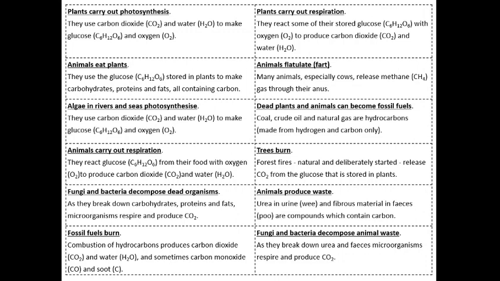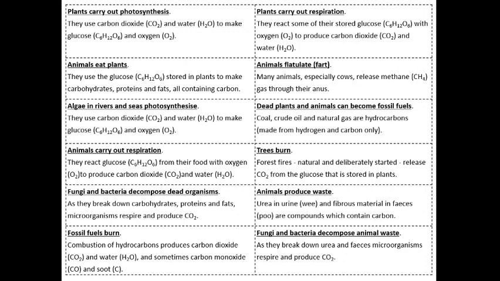Plants carry out respiration. They react some of their stored glucose, C6H12O6, with oxygen, O2, to produce carbon dioxide, CO2, and water, H2O. Animals eat plants. They use glucose, C6H12O6, stored in plants, to make carbohydrates, proteins, and fats, all containing carbon. Animals flatulate, or fart. Many animals, especially cows, release methane, CH4, gas through their anus.